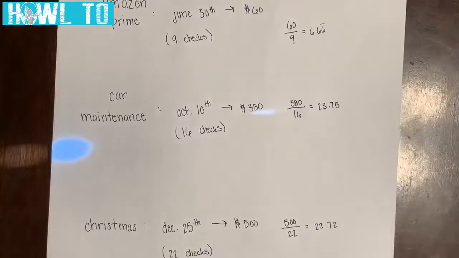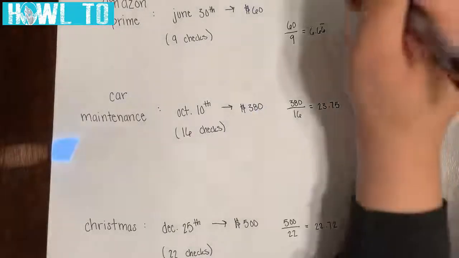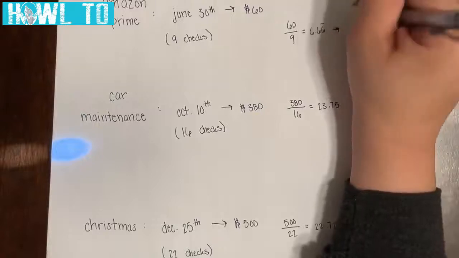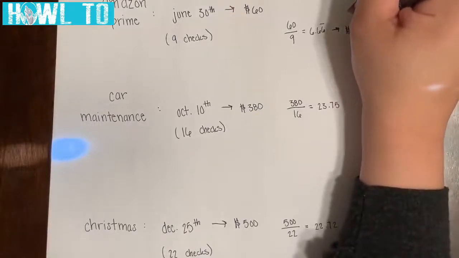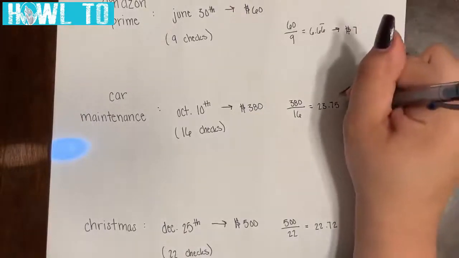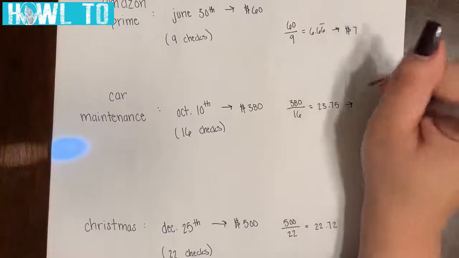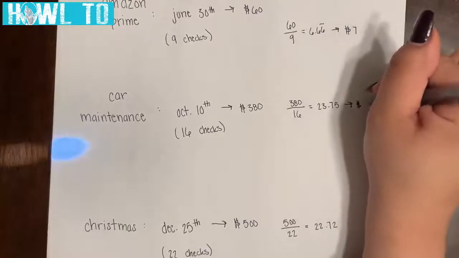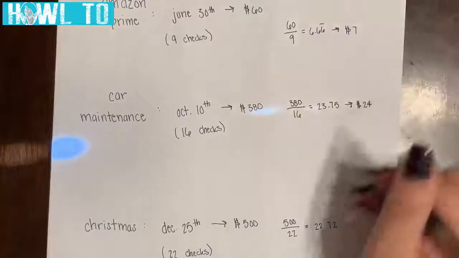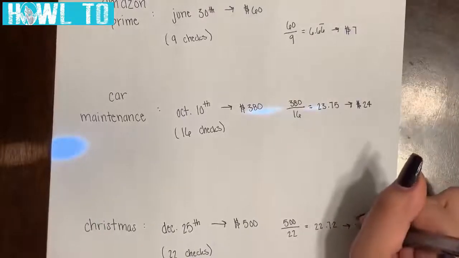The next thing we are going to be doing is rounding these numbers up. So this will go up to $7. This will go up to $24. And this one will go up to $23.